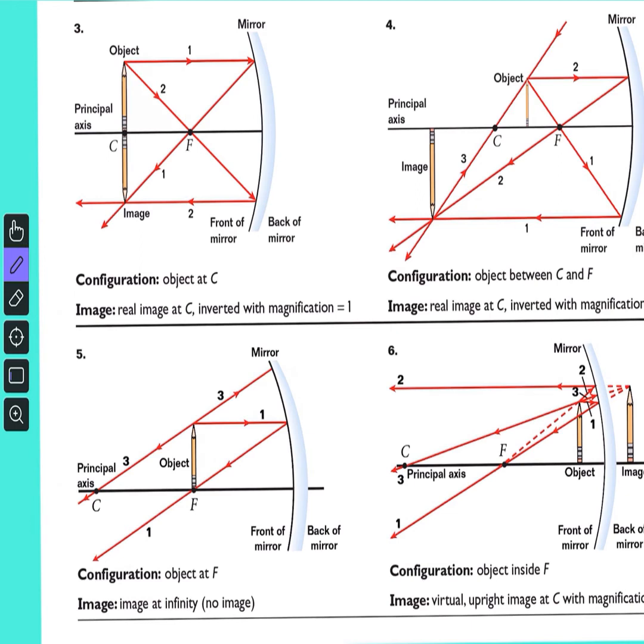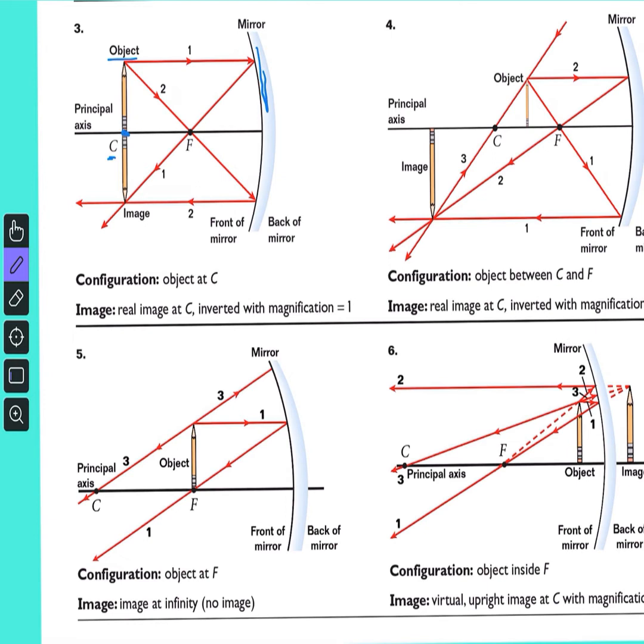Let's explain this third case, the third case of the concave mirror. What if we put the object at the center of the curvature? Look, that's the object, and that's the center of the curvature. That's the center of this curve. Okay.